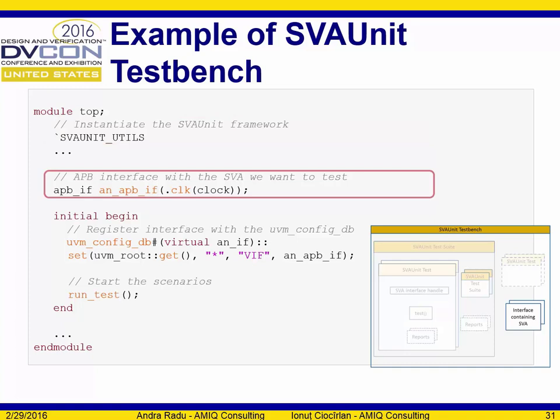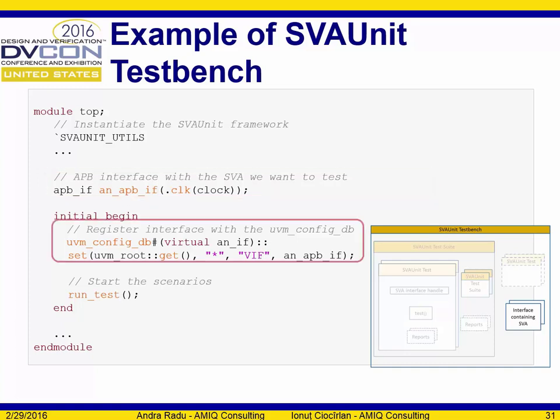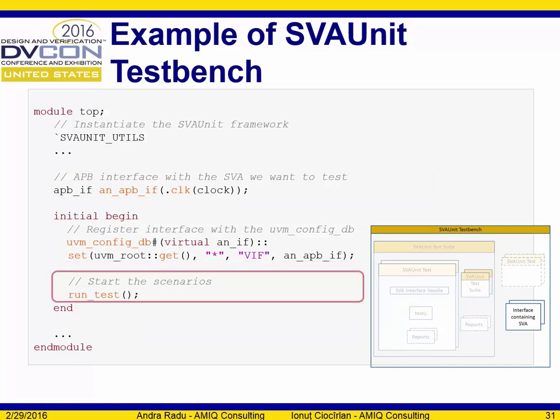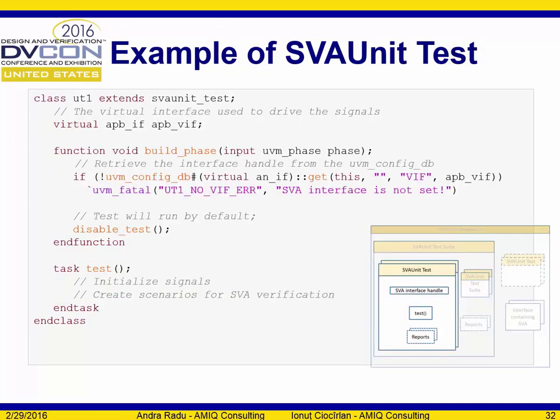The next thing it contains is the interface that we've previously defined. It will give us access to the signals to do the stimuli and also to the assertions to do the checking. So we will propagate it using the UVM config database. And it also contains the run test, which starts all the test sequences and test suites. So we start the tests, and now we want to see how the actual unit test looks like.